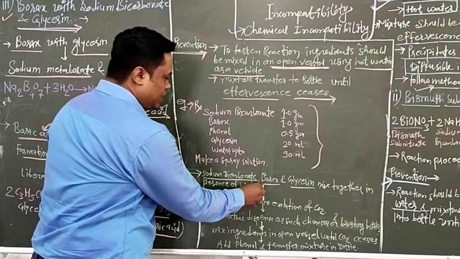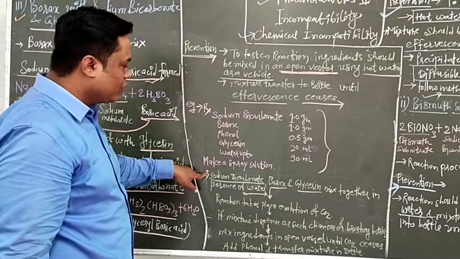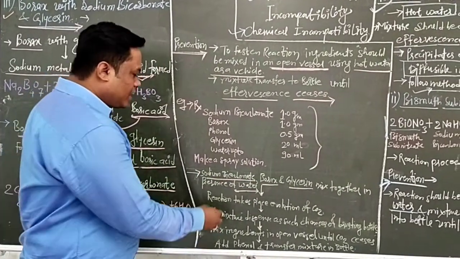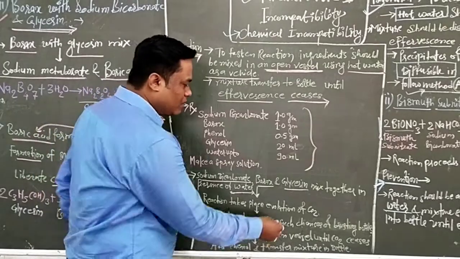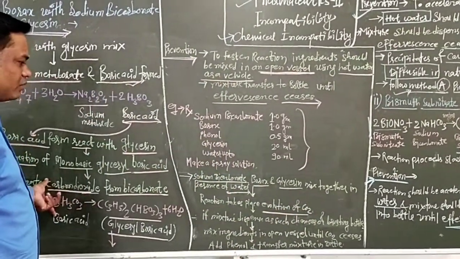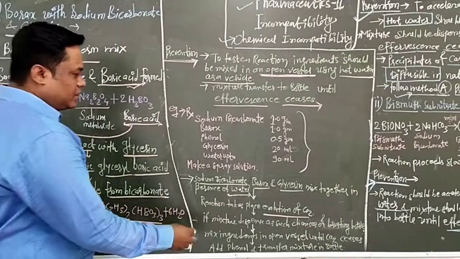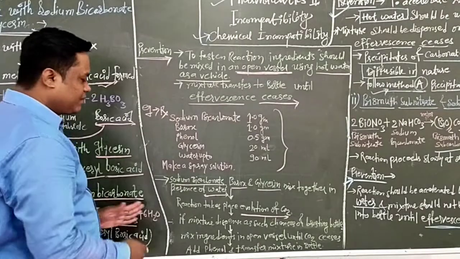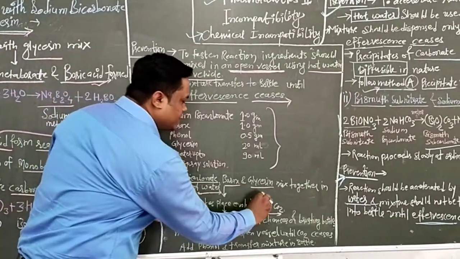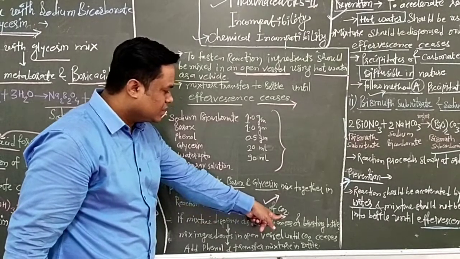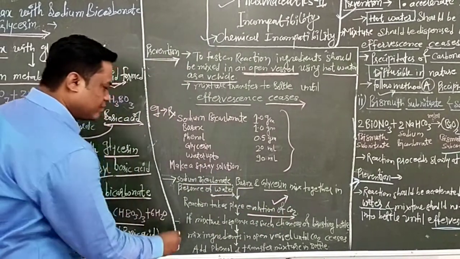Okay, sabse pehle kya karna hai? Sodium bicarbonate, borax and glycerin ko water mein mix karna hai. Then reaction takes place, the evolution of CO2. This is the mechanism of the reaction. Mix the liquid, the reaction takes place and CO2 is evolved, means liberation of carbon dioxide from the reaction.